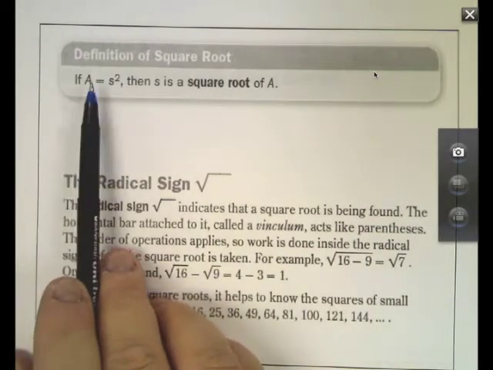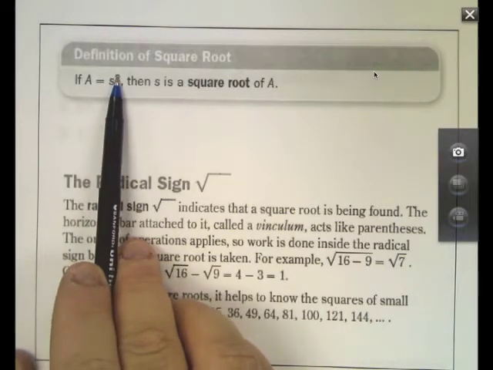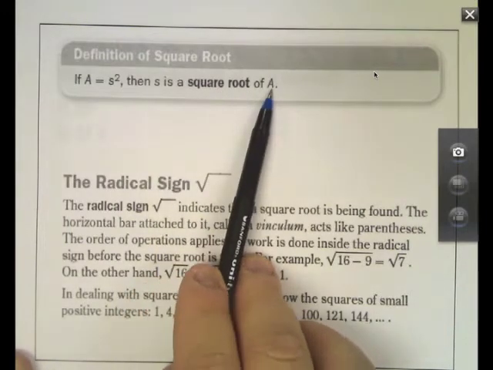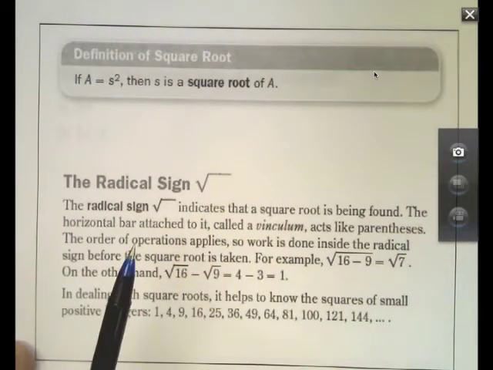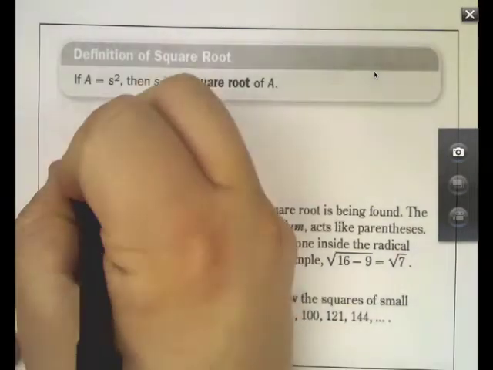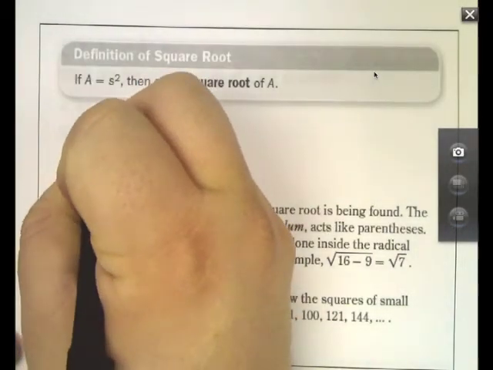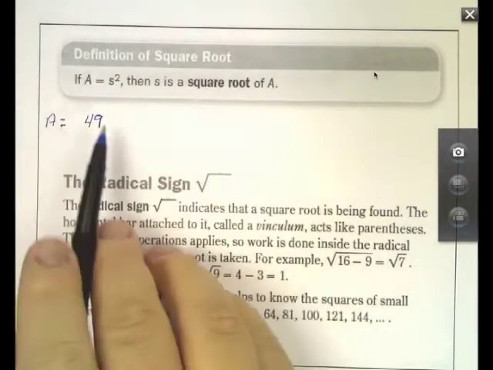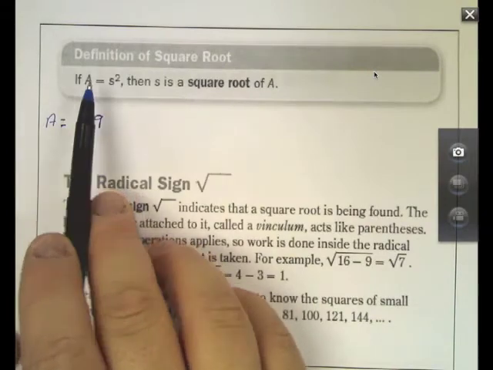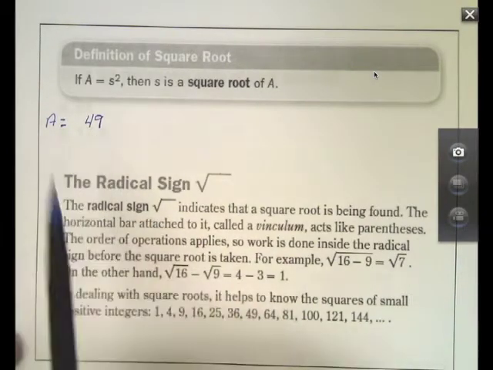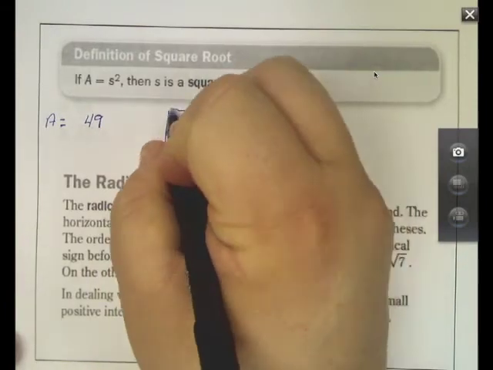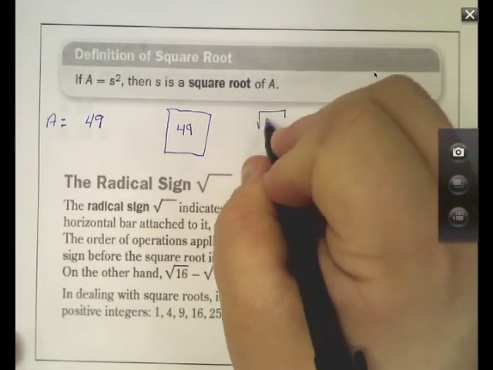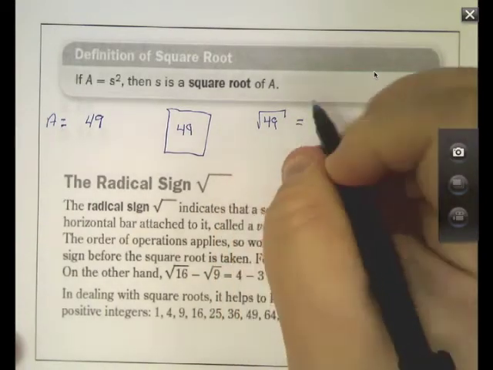Definition of a square root. If area equals s to the second power, or s squared, then s is a square root of the area. Okay? So, for instance, if area equals 49. Okay? Well, to find the side of that, if the whole area of my square equaled 49, to find my side lengths, I'd have to take the square root of 49.